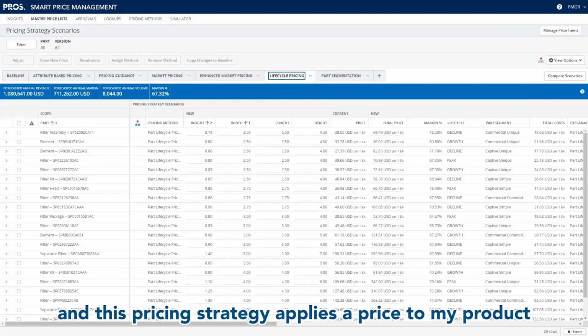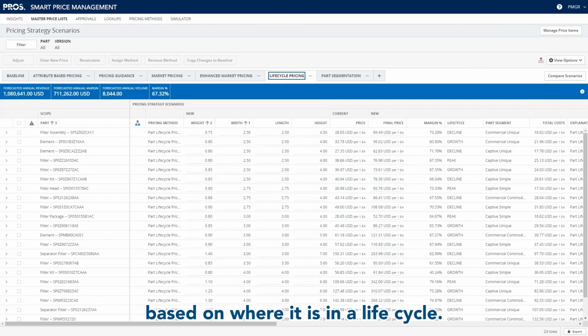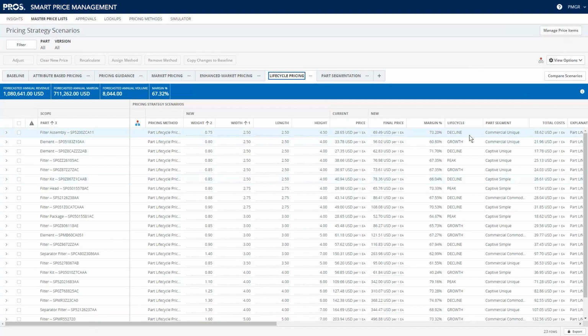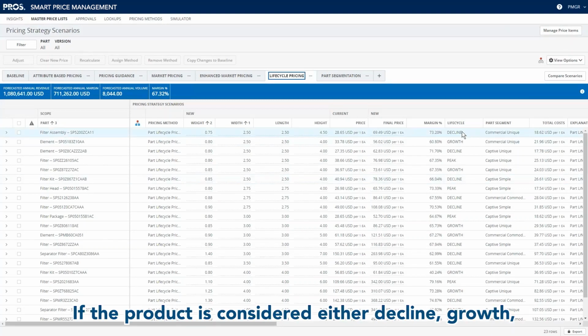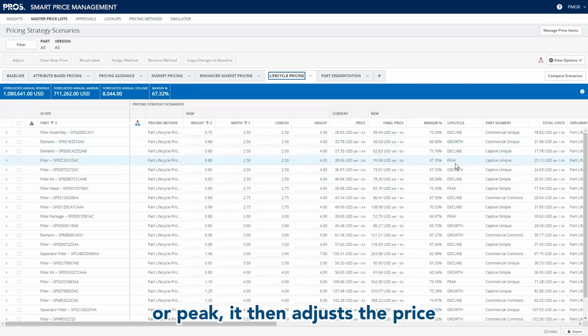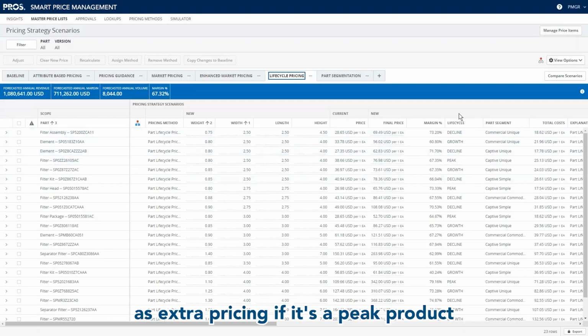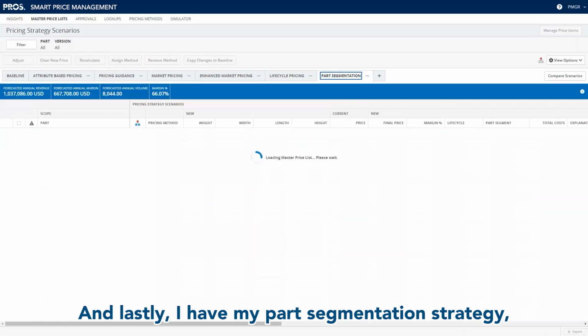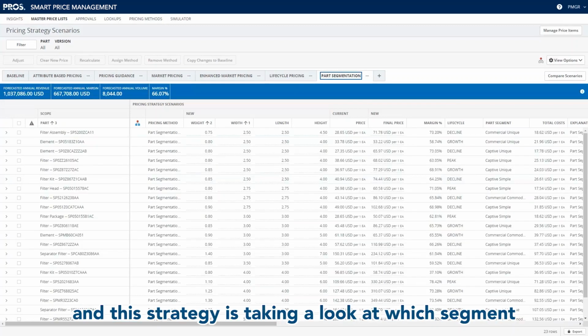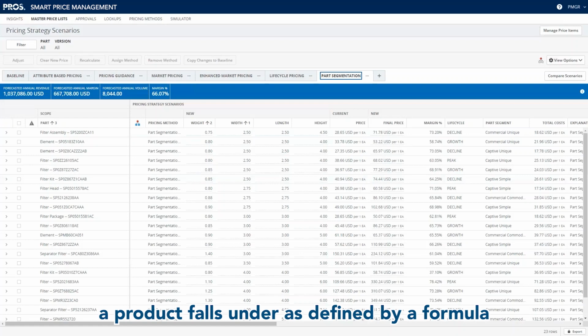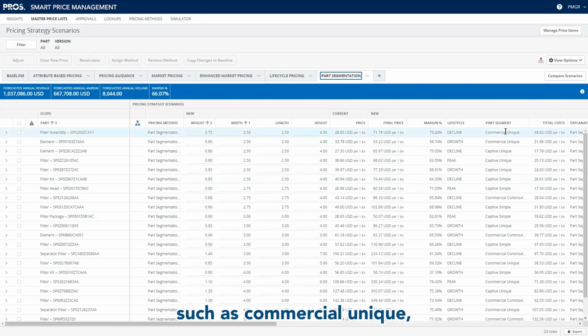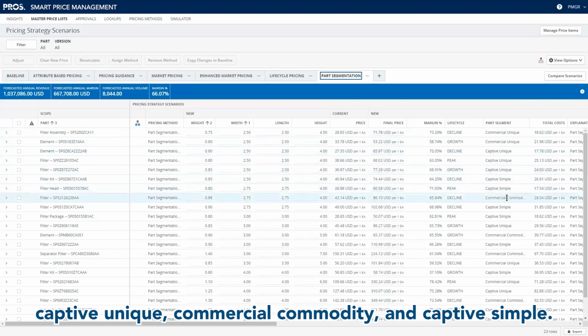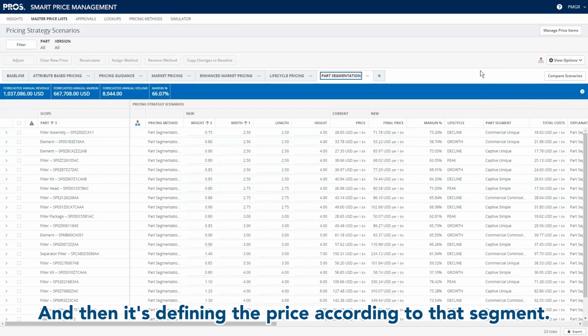And this pricing strategy applies a price to my product based on where it is in a life cycle, if the product is considered either decline, growth, or peak. And it then adjusts the price as expert pricing if it's a peak product, or a target price if it's in growth or decline. And lastly, I have my parts segmentation strategy. And this strategy is taking a look at which segment a product falls under, as defined by a formula, such as commercial unique, captive unique, commercial commodity, and captive simple. And then it's defining the price according to that segment.